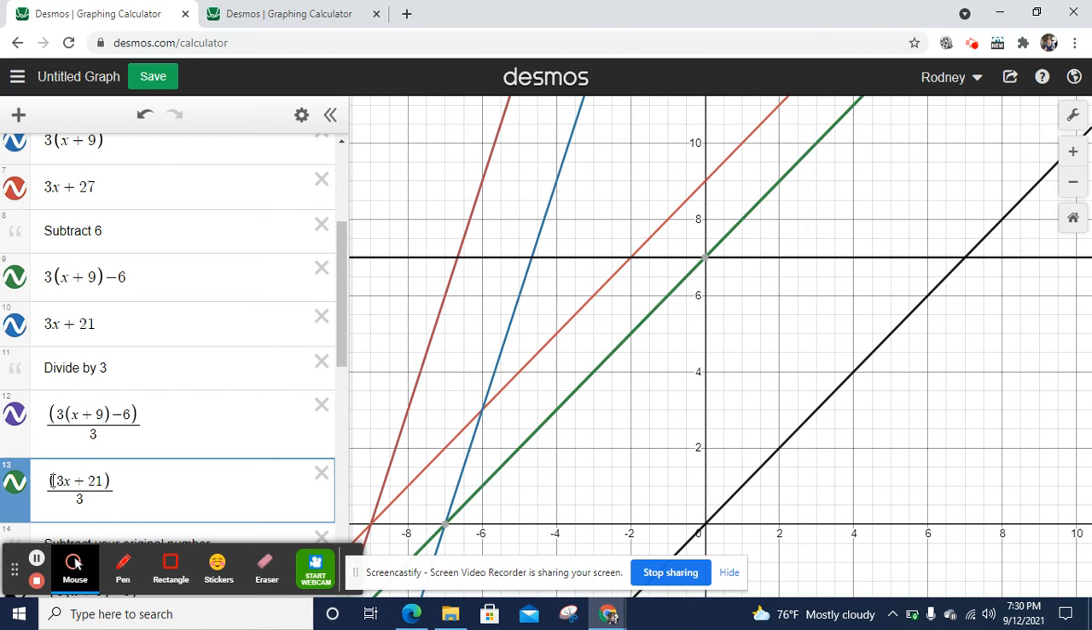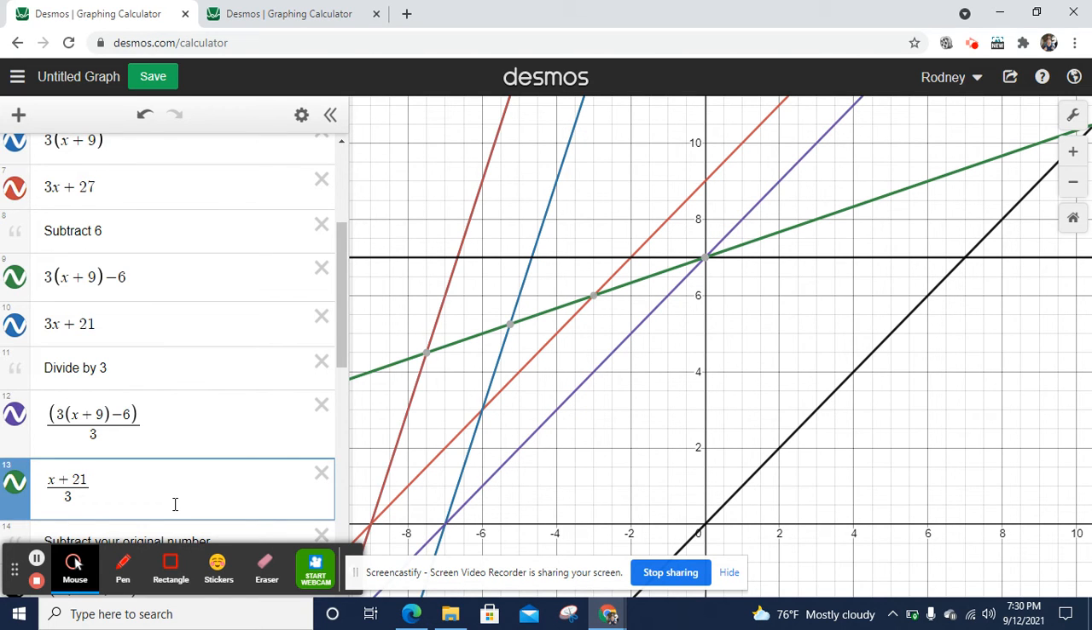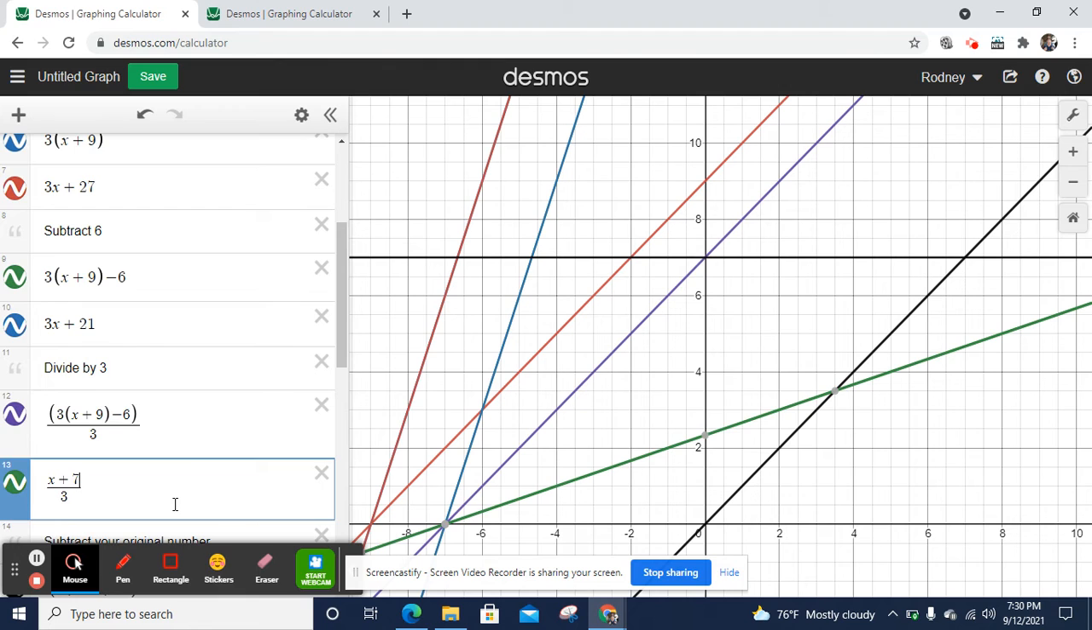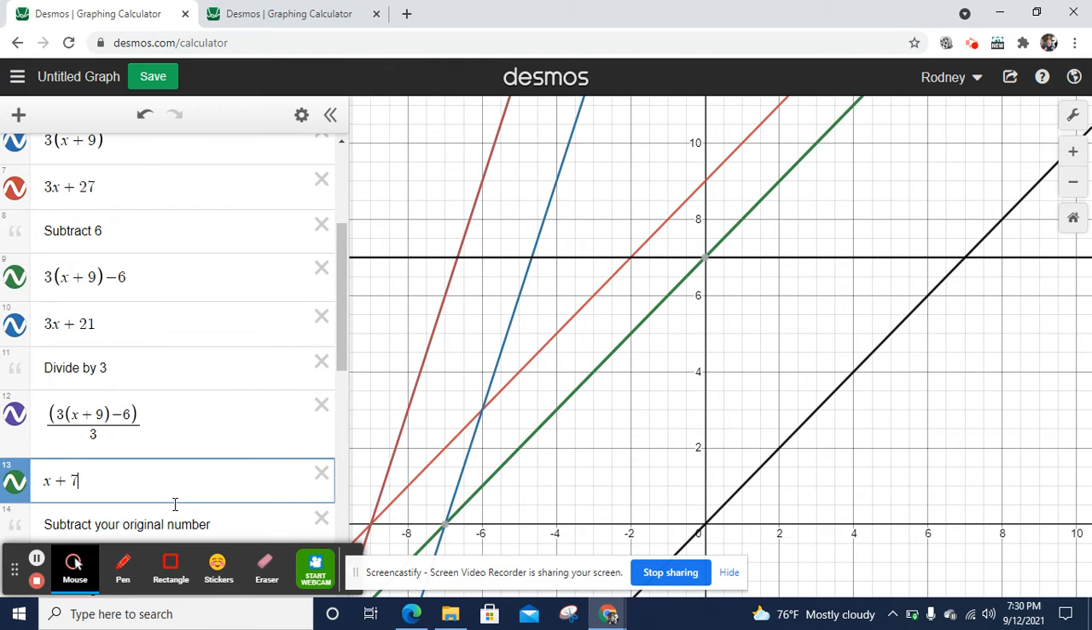And I'm going to now simplify it. By the way, once I've got the fraction bar, I don't need those parentheses anymore. So if I divide 3x by 3, I just get x. If I divide 21 by 3, I get 7. And I get rid of that. And now it's simply x plus 7.